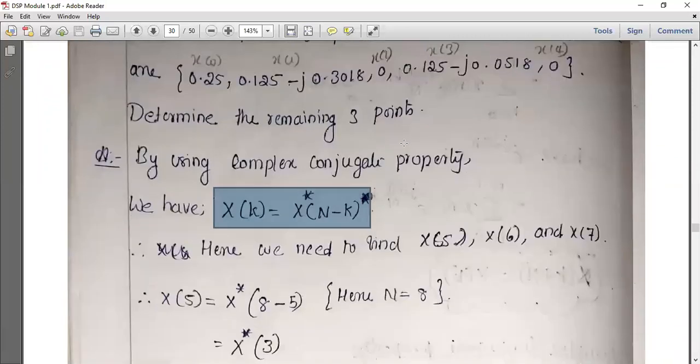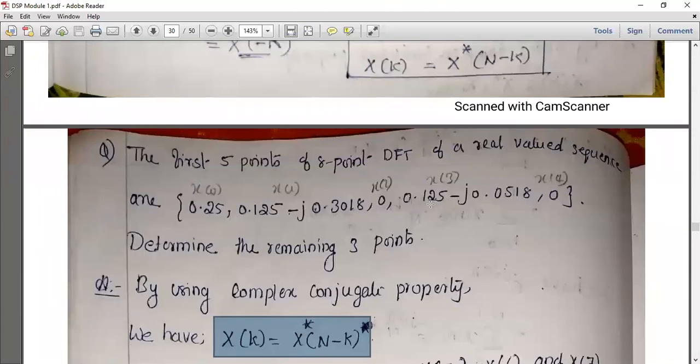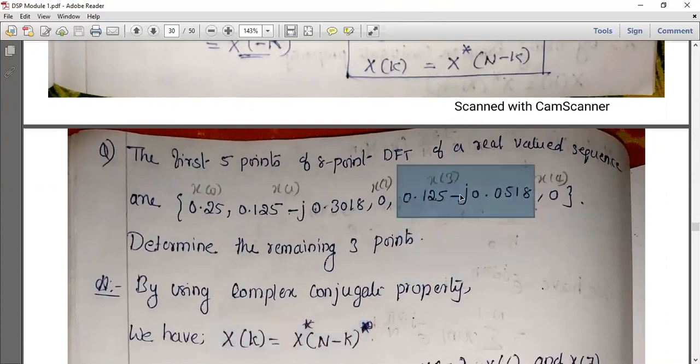Conjugate of 3 is the answer. So we need to find x of 3 and then take its conjugate. Here we have x of 3 is equal to this value. So put positive plus instead of negative to take the conjugate.